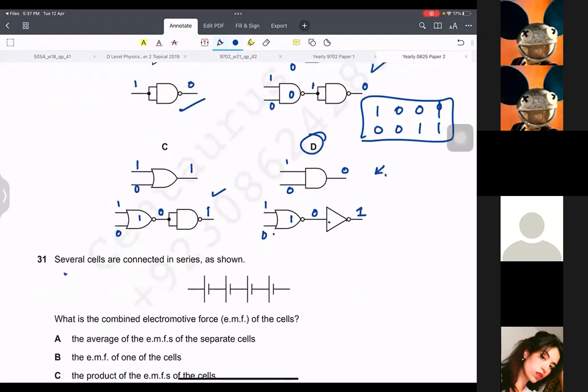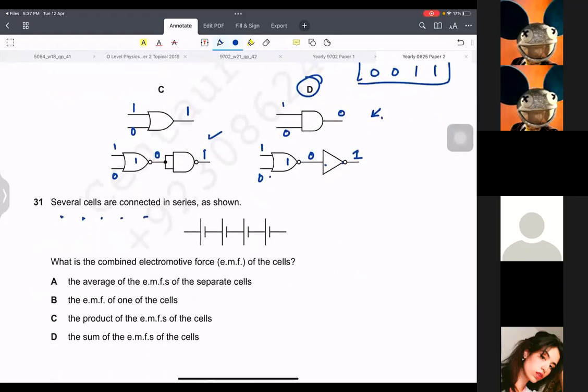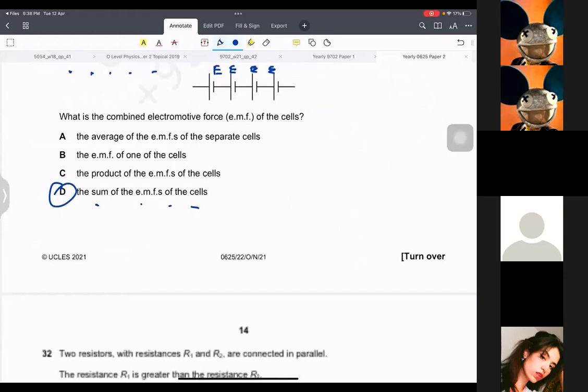Wow. Several cells are connected in series. What is the combined EMF? So you add them, unless the cell is opposite. Sum of EMFs. 31 is pretty simple.